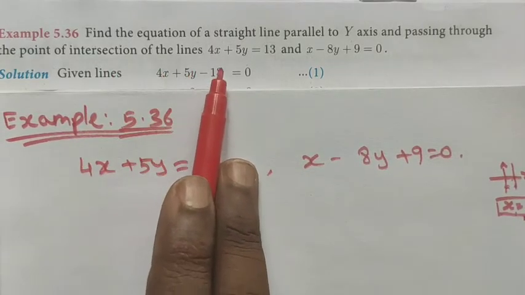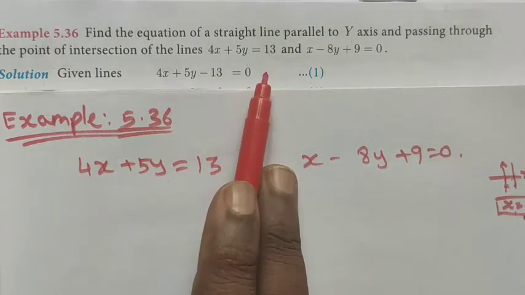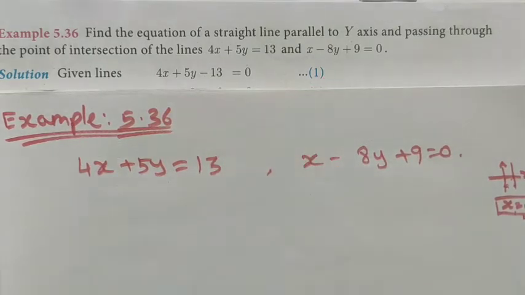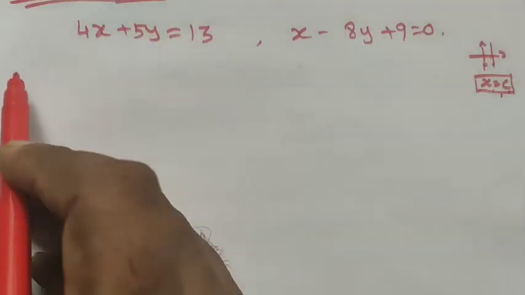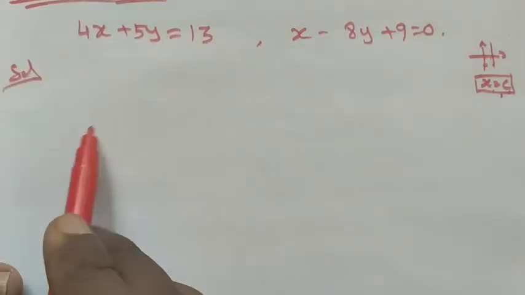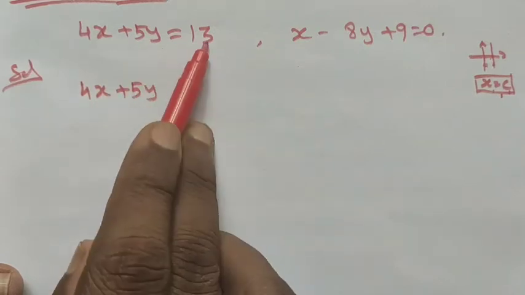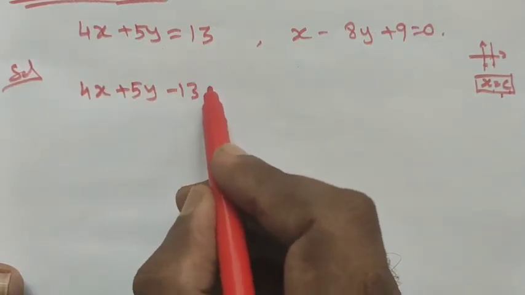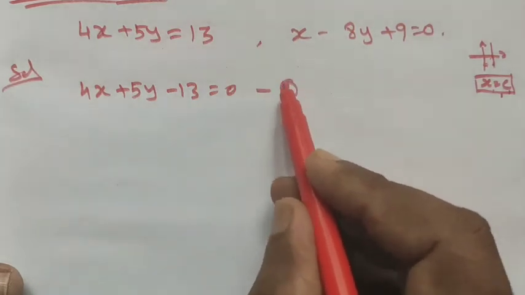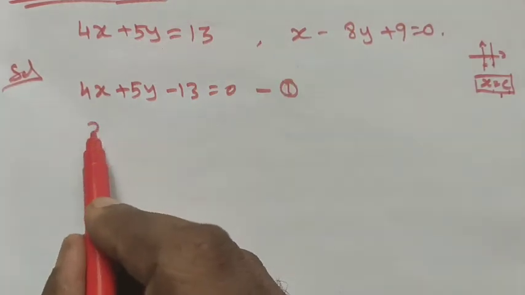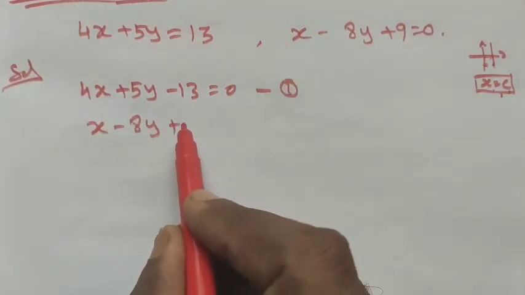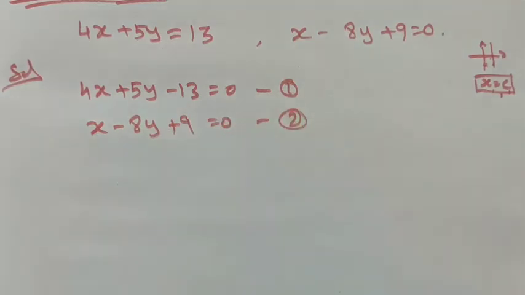The line passes through the intersection of the lines 4x plus 5y is equal to 13 and x minus 8y plus 9 equal to 0. The two equations are given. By using these two equations, we want to find the coordinate point. For the solution, I take the first equation, 4x plus 5y. I take the constant term to this side, so minus 13 equal to 0. I call it equation number 1. The second equation is x minus 8y plus 9 equal to 0.